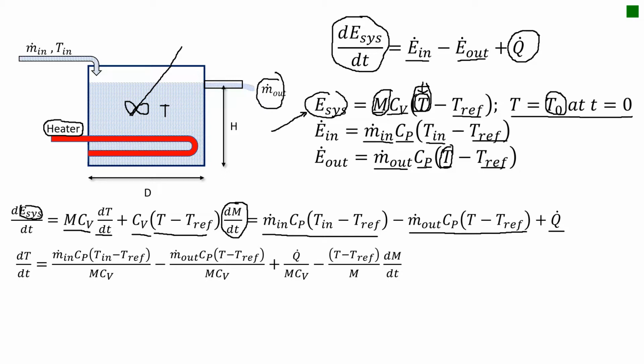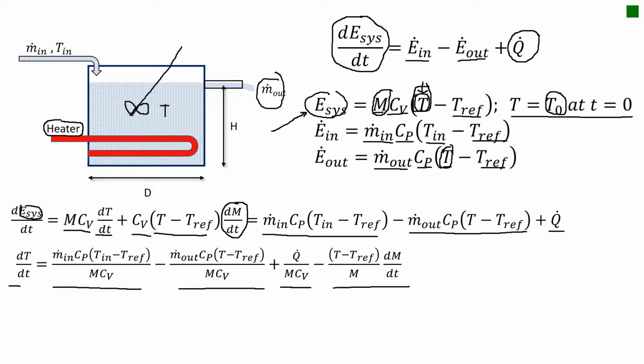Let's rearrange our equation because I want to look at the change in temperature with respect to time. All I did was a little bit of algebra, rearranging that same equation. And so we have our change in temperature with respect to time. This term will be equal to our energy input by flow. This is the energy output by flow. This will be the ratio of the heat input Q dot divided by the mass of the system times the heat capacity at constant volume, minus this term here.